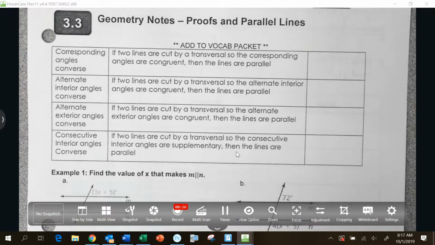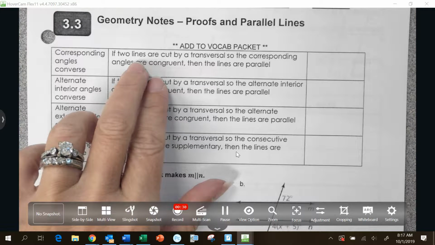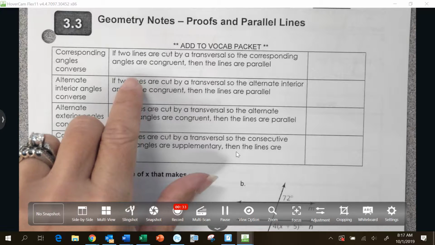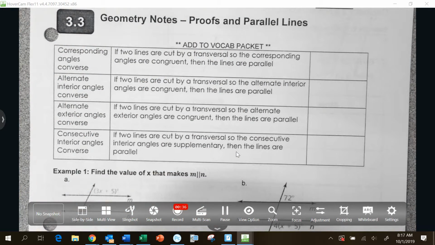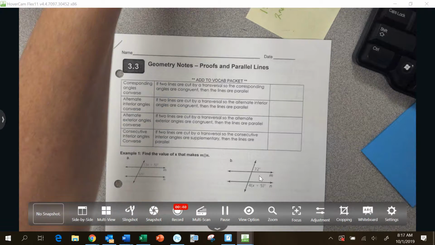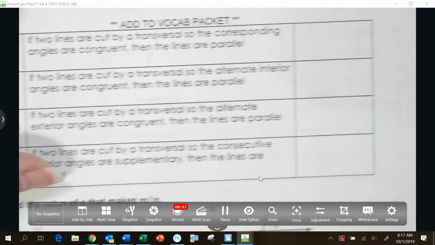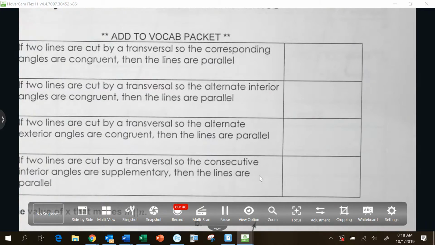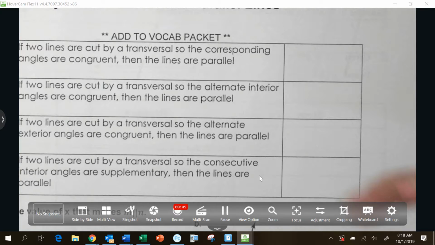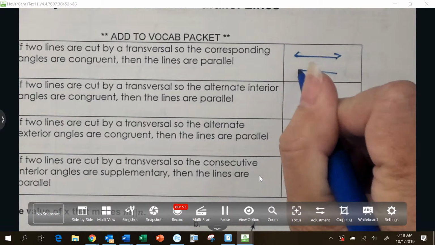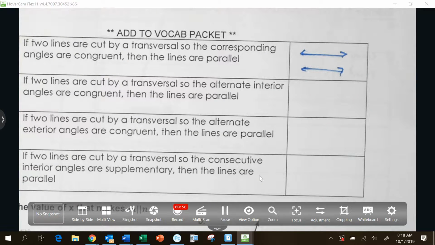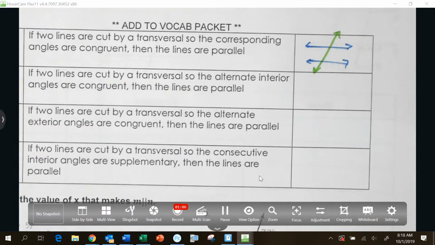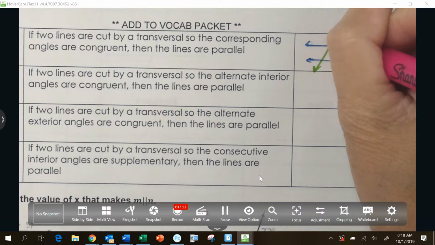These are true. If we first have two lines cut by a transversal, and we find out that the corresponding angles are congruent, then that makes the lines parallel. Let's quickly draw a picture of that. We didn't draw pictures yesterday, and I felt like it would have helped some of you to have those pictures. So let's draw two lines cut by a transversal, and if we find corresponding angles congruent, let's mark some of the corresponding angles.